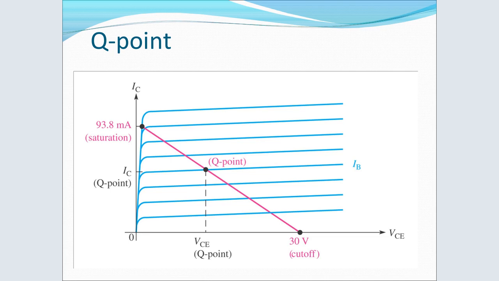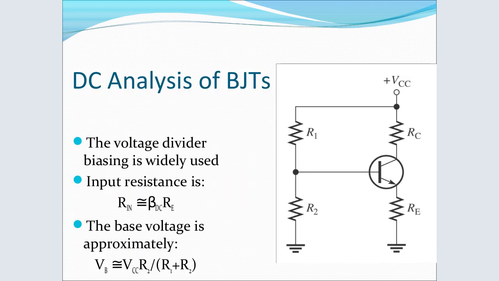So that is what it is in a graph kind of structure. It is in between the two, saturation and cutoff. We don't want our transistor to go into those two regions, so we choose a stabilizing point. That's the point we refer to as the Q point.